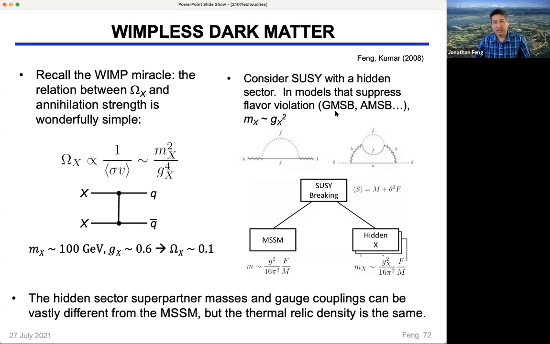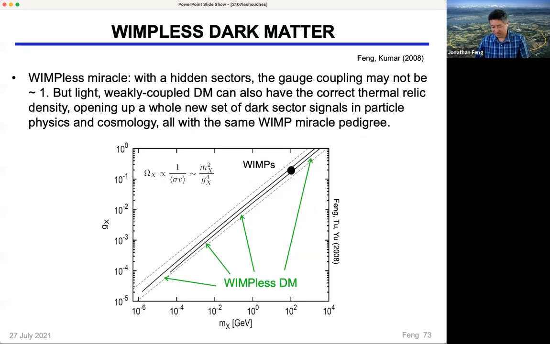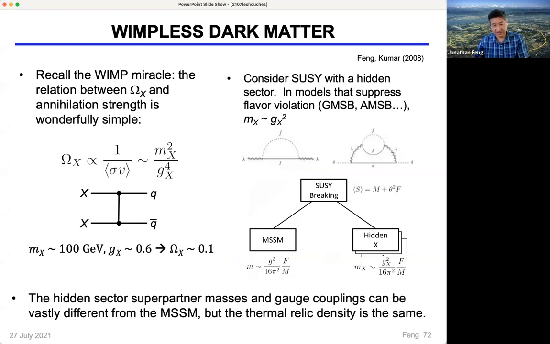And so you had these very well-known scenarios, gauge-mediated or anomaly-mediated supersymmetry breaking. All you had to do is tack on hidden sectors, and you find that these hidden sectors all have the exact same sort of moral imperative to have dark matter with the right relic density. Okay. And so what happens then?